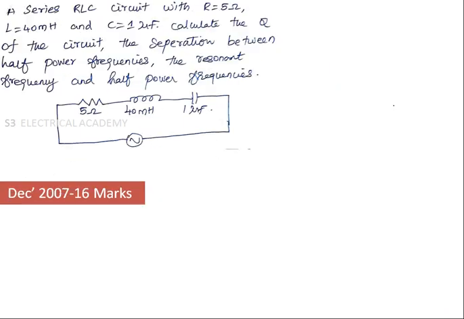So next question. A series RLC circuit with R equal to 5 ohm, L equal to 40 millihenry, and C equal to 1 microfarad. Calculate the Q factor of the circuit. So Q factor is equal to 1 by R into root of L by C, which is equal to 1 by 5 into root of 40 millihenry divided by 1 microfarad. If you cancel this, 10 power minus 3.